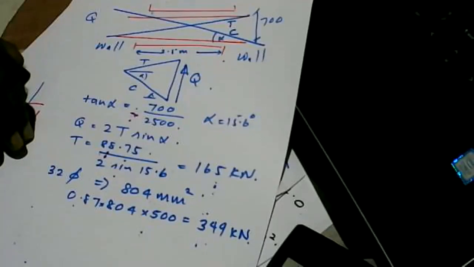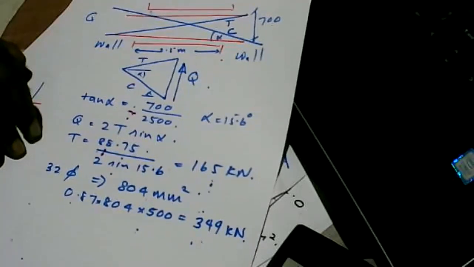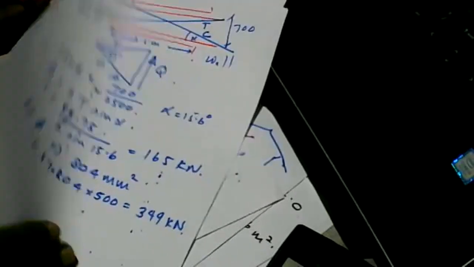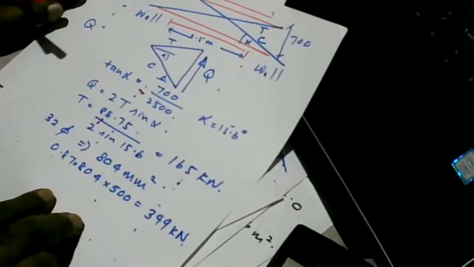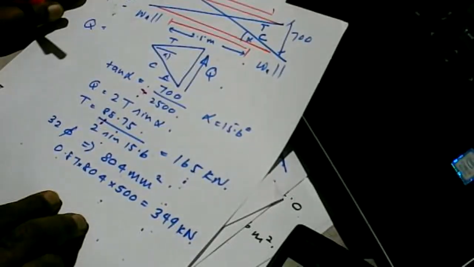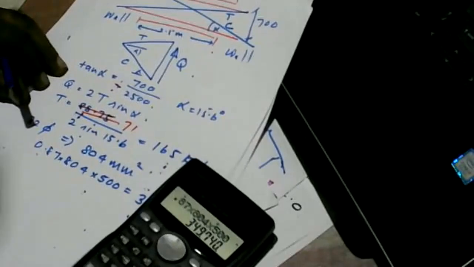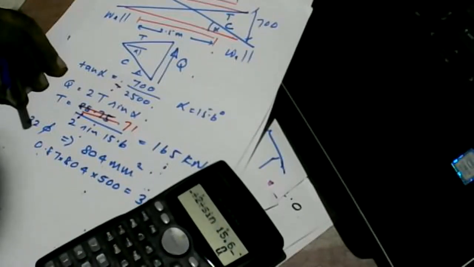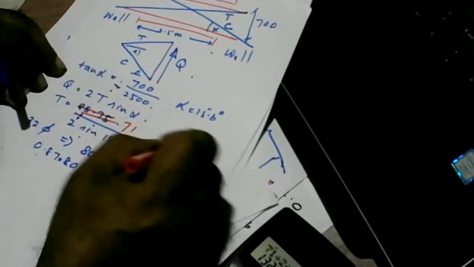Q is 71 kilonewton, no, sir. Not 88.75. Q is equal to 2T sin alpha. You have Q as 88.75, but Q is the shear force, is it? 71 kilonewton. Oh yes, sorry, 88.75 is the bending moment. So this 71 divided by 2 divided by sine 15.6. So it is 132 kilonewtons. Is that right?